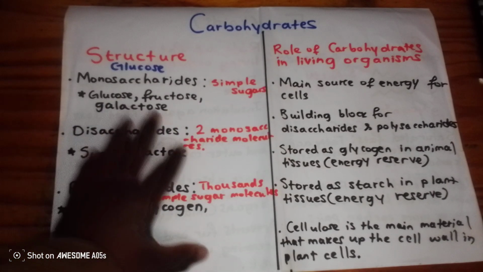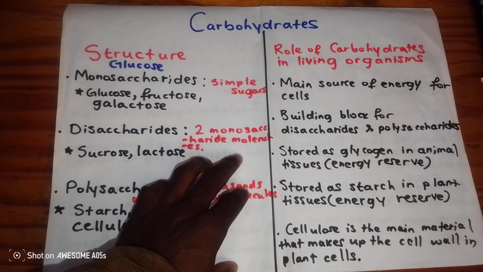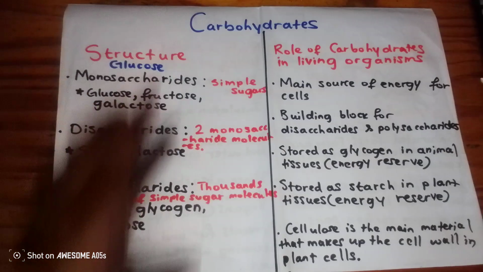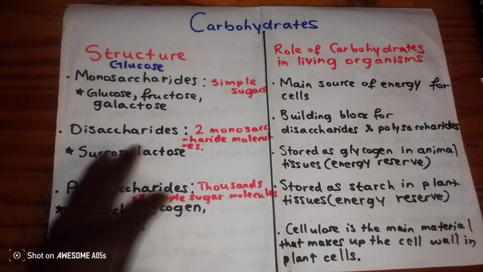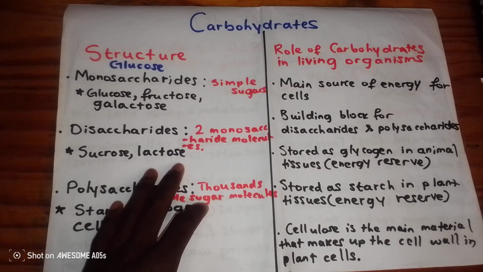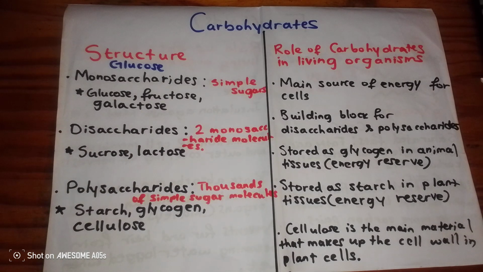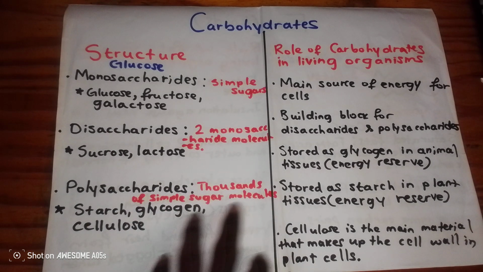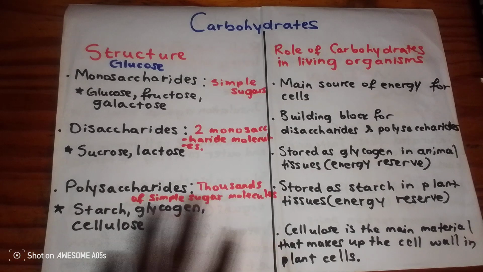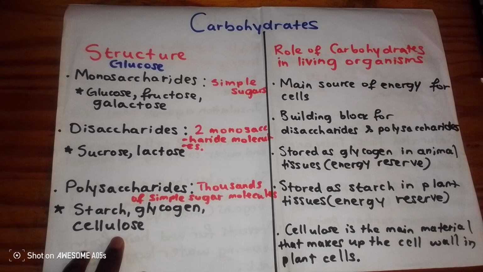Then we have disaccharides, which are composed of two monosaccharide molecules. That means two simple sugar molecules make up a disaccharide. And we have sucrose and lactose. Then we have polysaccharides, which are complex sugars made up of thousands of simple sugar molecules. And of these, we have starch, glycogen, and cellulose.